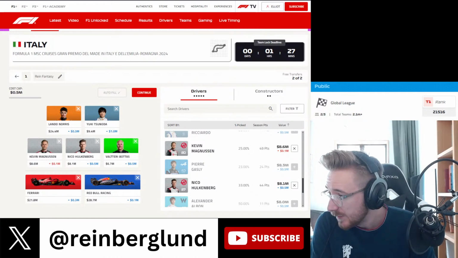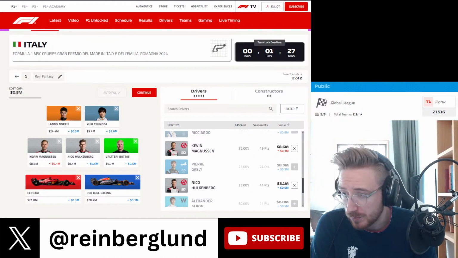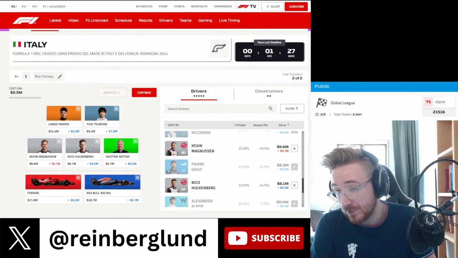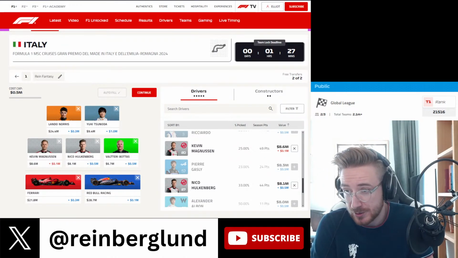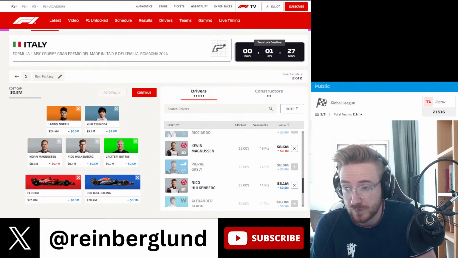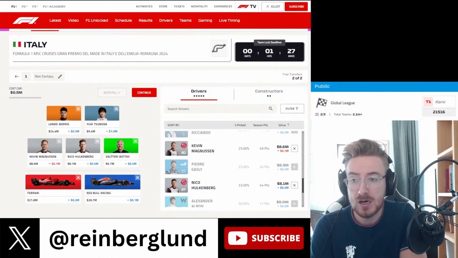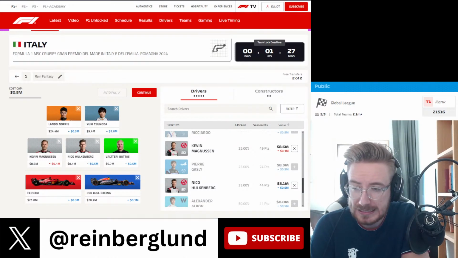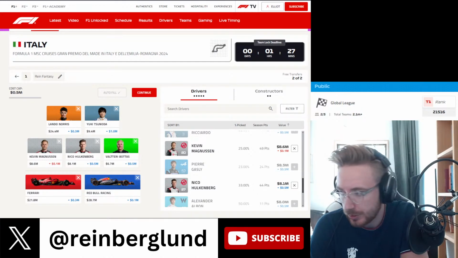You know, which Haas driver would you choose right now? Hulkenberg for sure. For these two races, Magnussen probably before. If there's tracks with overtakes, I think Magnussen's better, just because he's worse at qualifying and will get a lot of overtakes. But for Imola and for Monaco, I think it's Hulkenberg.